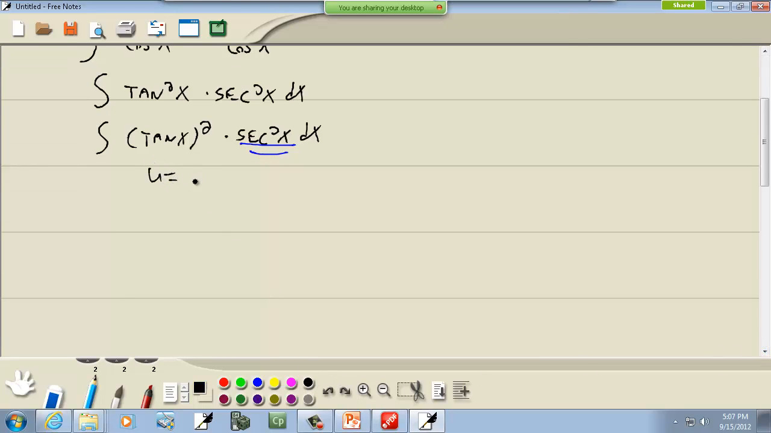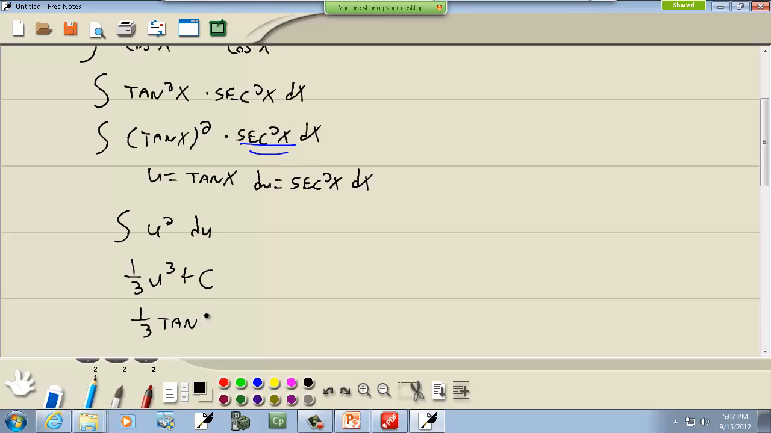So we let u equal what's inside the parentheses, which is tangent. And the derivative of tangent is secant squared dx. So this becomes the integral of u squared du. Add 1 to your power, divide by your new power, plus c, and u is tangent. So I plug that in, and we get that. And that's our answer. And the last problem.